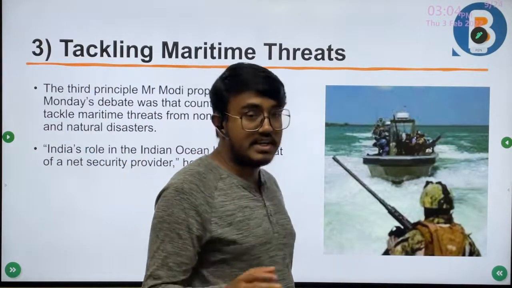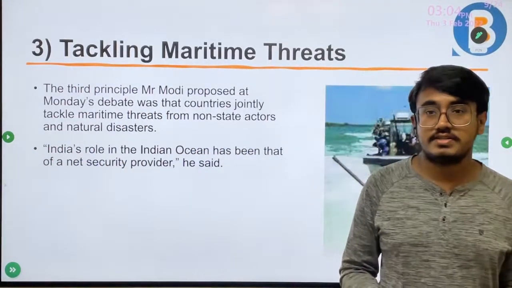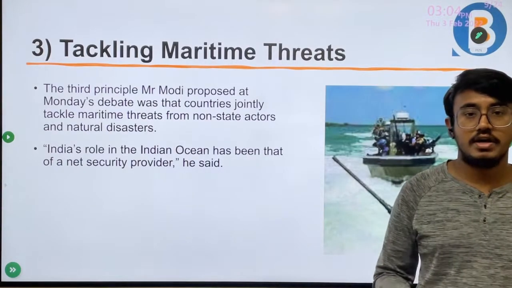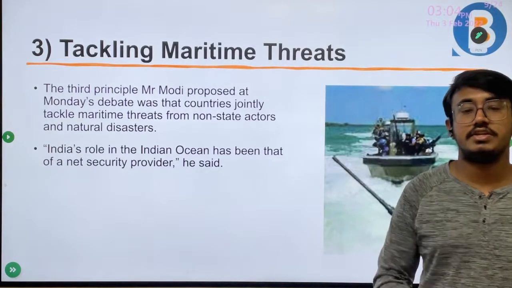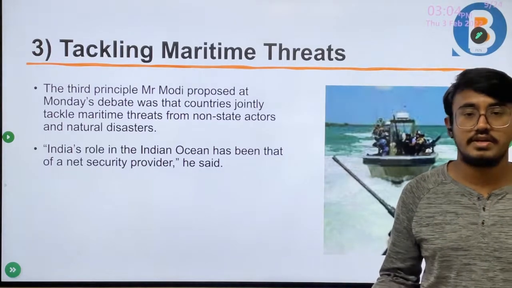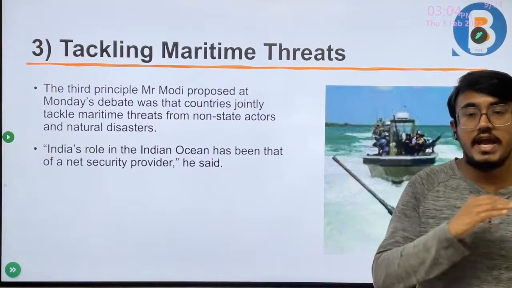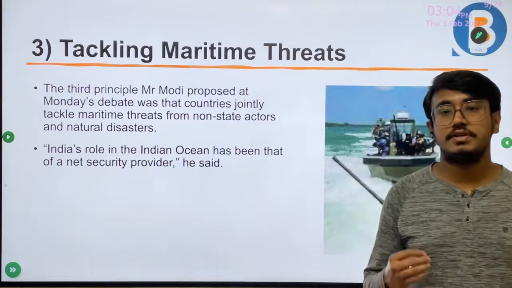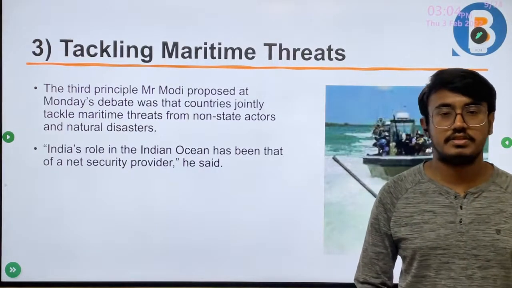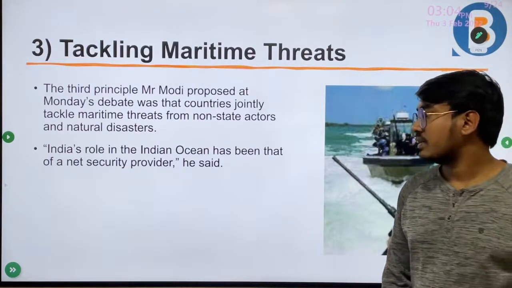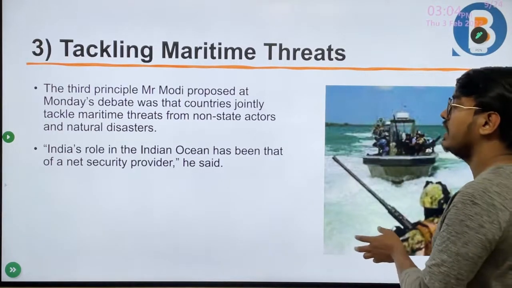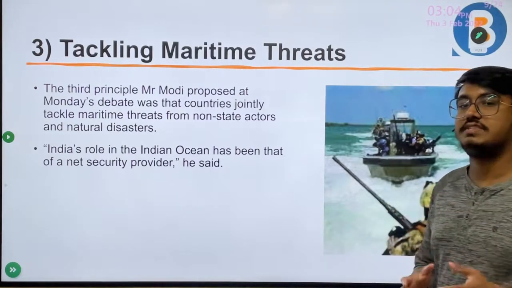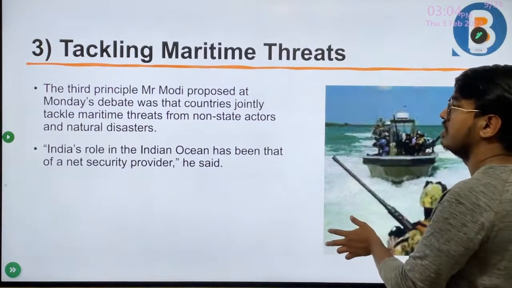which is the major threat of piracy, especially from Somalian pirates, and the Indian Navy has played a huge role in protecting ships in the Indian Ocean region from Somalian pirates. India has been very active in the region in pirate hunting and has helped save multiple ships from the threat of pirates. So India has been doing the role of a net security provider in the region.